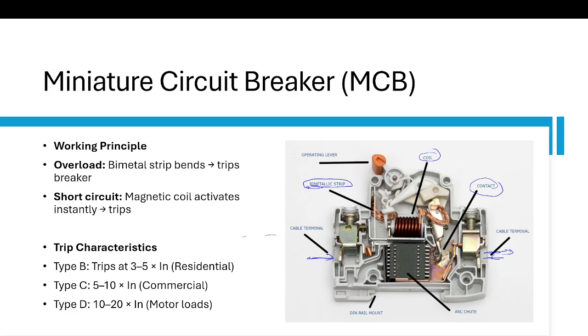This bending pushes the trip mechanism and opens the circuit, and the arc formed in the circuit is extinguished by air. So air is the medium to extinguish the arc. It works on the principle of the thermal effect of current, operates with a time delay, and protects against overload conditions.